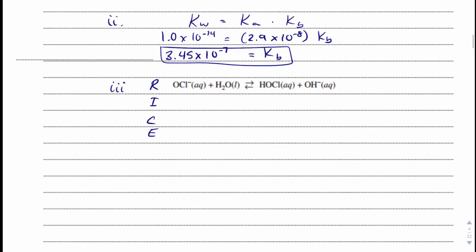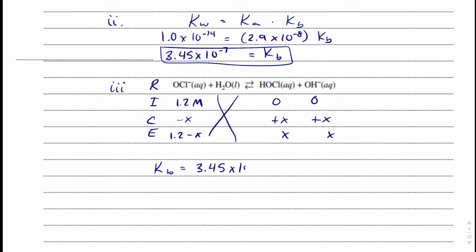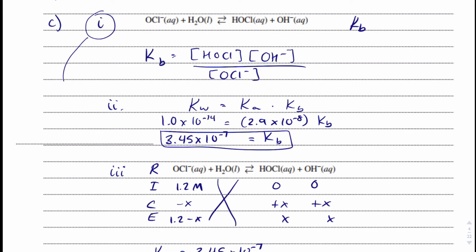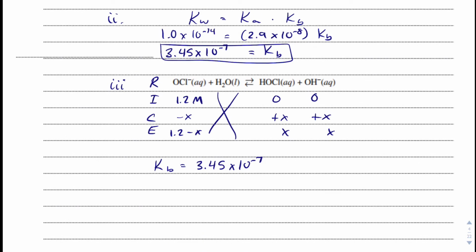And water, of course, will not be part of our RICE table. We'll do 1.2 molar, 0, 0, minus x, plus x, plus x, because we have to shift right to have some product in order to reach equilibrium. So we're going to get Kb, which we've already solved, to be 3.45 times 10 to the minus 7. And notice how part 1 feeds into part 2, which feeds into part 3. That's typically how these ones with parts for a specific letter will work.